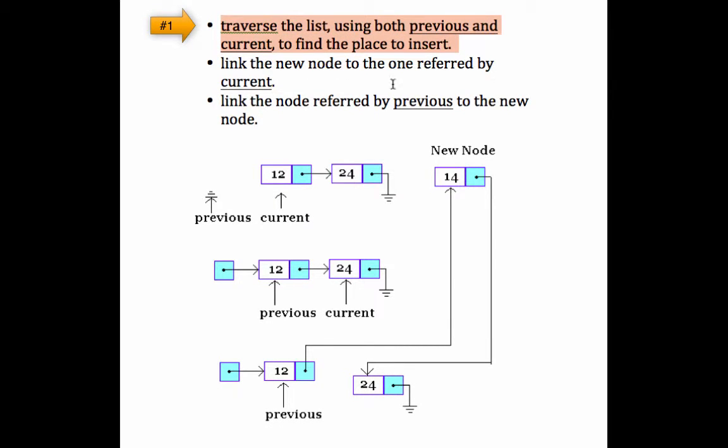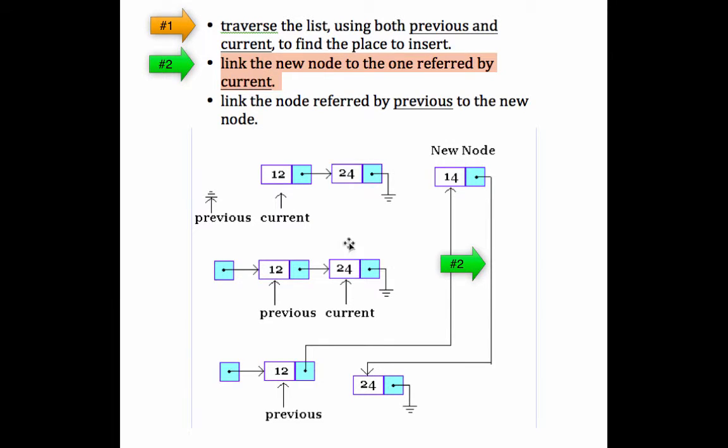The second and the third steps are going to be connecting the new node to the existing list. So my second step is to connect the new node to the rest of the list. So in here, I know where my new node is, right? I have a reference referring to it. So I need to change the next field of that. And I need to make that next field refer to the same node that current refers to. So notice that current is referring to the node that has value 24. So I make this next refer to 24.